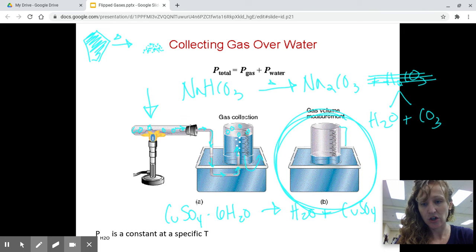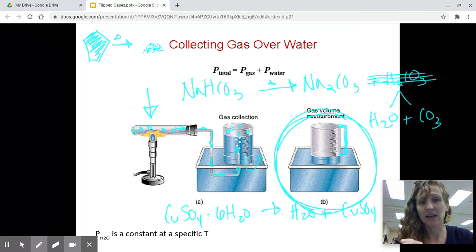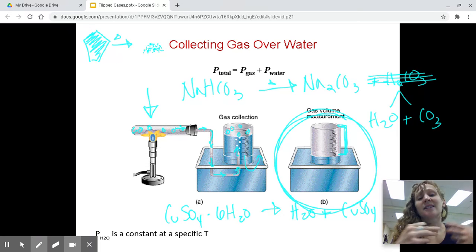So we can actually measure how much gas was produced by the amount of water that was displaced. If you displace 100 milliliters of water, you can assume that you have produced 100 milliliters of gas. That's the volume of the gas you have produced. Okay, so that's the experiment. It's a collecting gas over water experiment. And I actually want to show this to you when we're in class tomorrow.